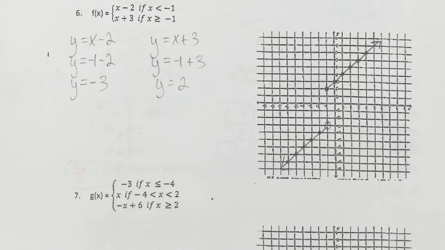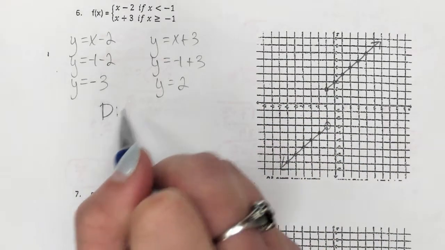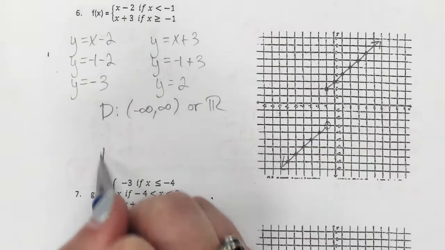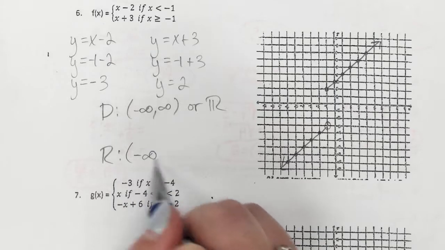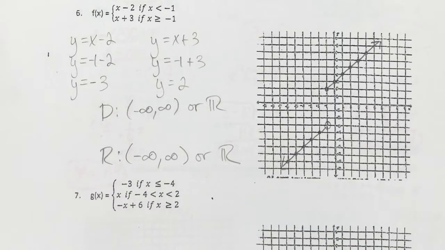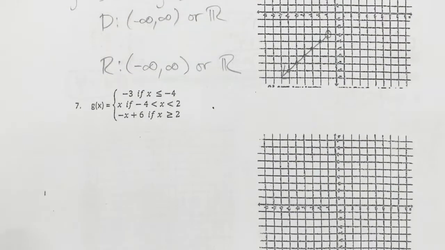Alright, what'd you get for your domain? All real numbers. Yeah, all real numbers. Alright, what about your range? Same thing, all real numbers. Yep. Y'all okay? Y'all ready to go? All right.